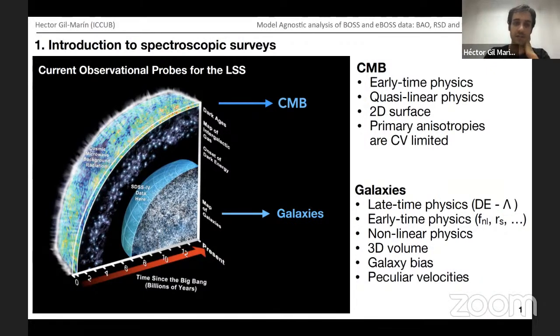This is like tracing the distribution of galaxies. Because the galaxies happen to live at later times, they are naturally sensitive to late time physics. This is essentially dark energy or lambda. They also contain information from early time physics, as we will see. Some examples are primordial non-Gaussianity, f_NL, or the imprinted scale of the sound horizon. The complications are that they are susceptible to very non-linear physics. You have to deal with galaxy bias, peculiar velocities, etcetera. But on the contrary, they cover a very large volume. It's 3D now, it's not just 2D. So the potential amount of information we can extract from galaxies is much larger than from the CMB.